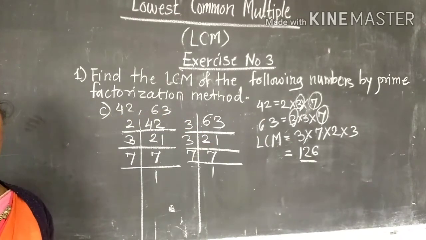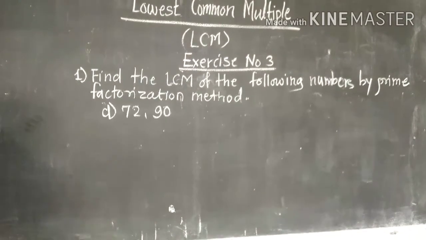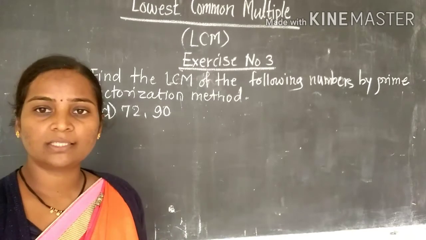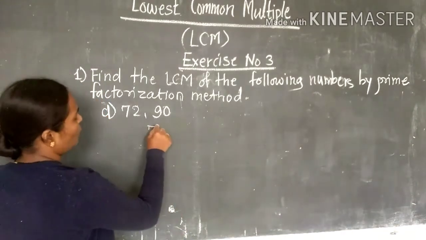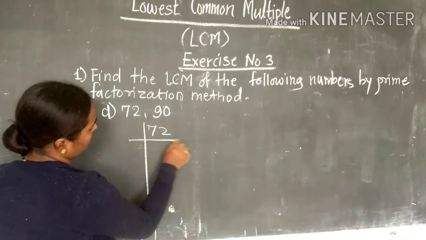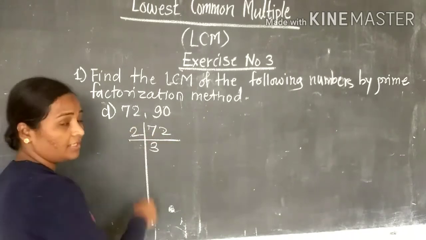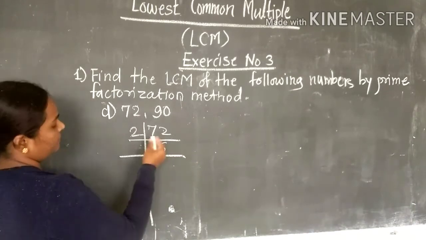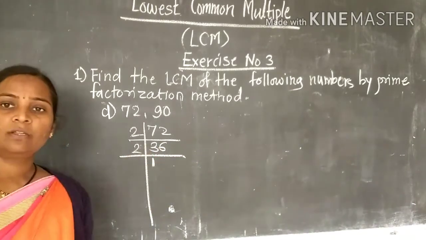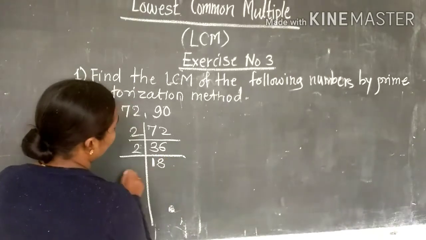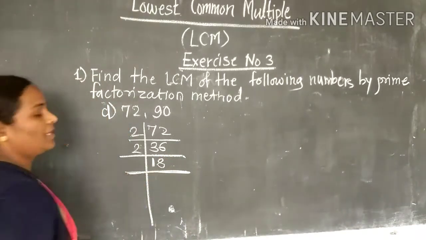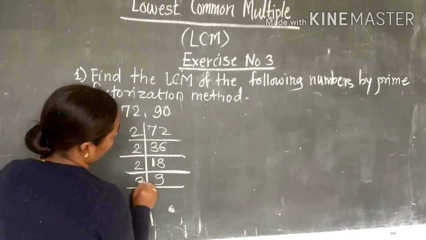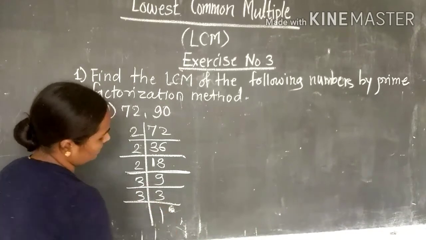Okay, the next example we will solve now. Here the numbers are 72 and 90. For 72 what do we have to do? Divide by 2. 2 3s are 6, and 2 6s are 12. Then 2 1s are 2, 2 8s are 16. Then 2 9s are 18, 3 3s are 9, 3 1s are 3.